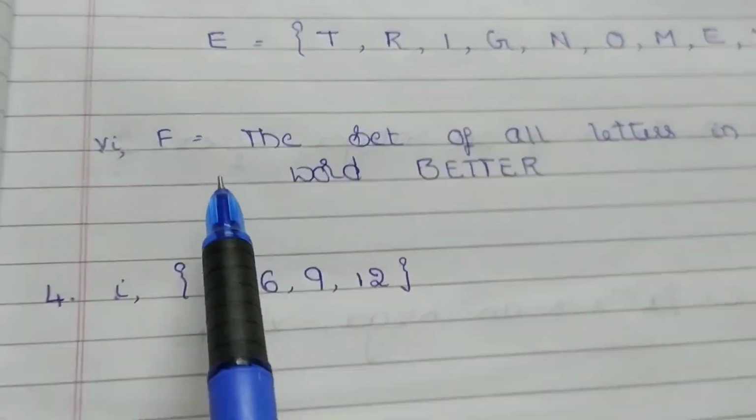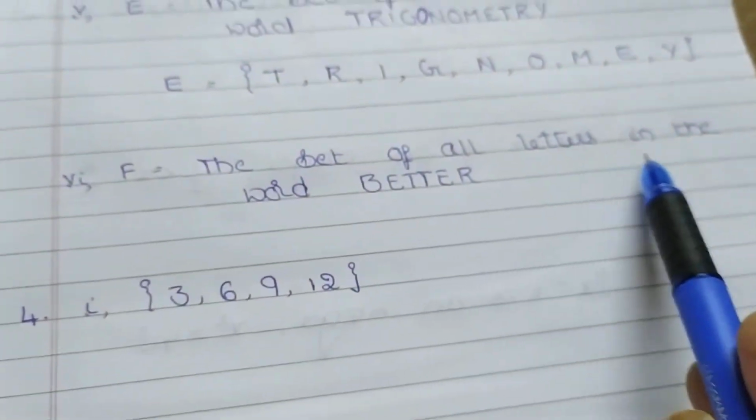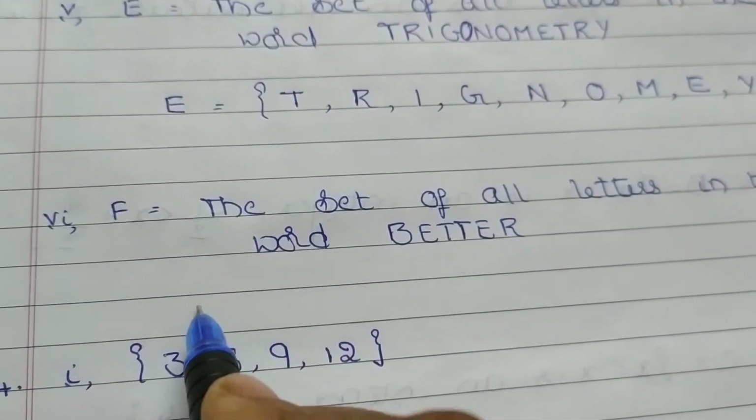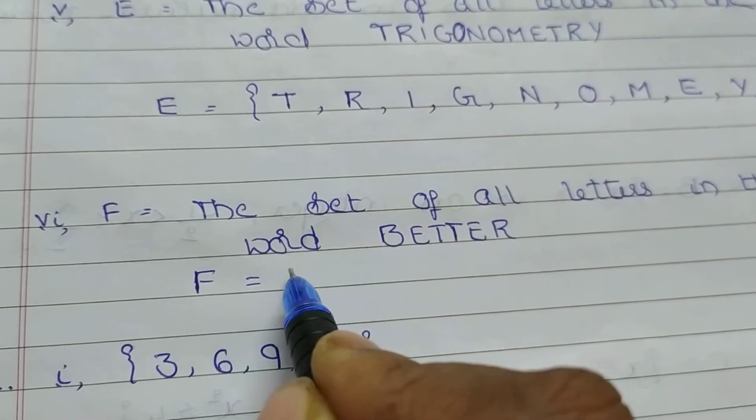Next, what they gave is F. F is the set of all letters in the word better. So F we can write as the set of all letters.